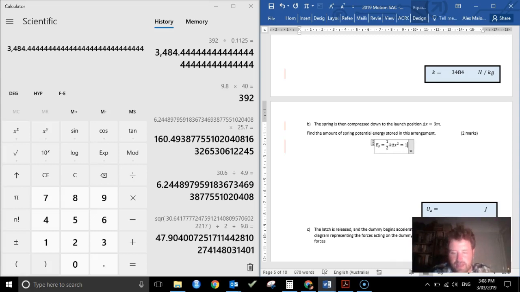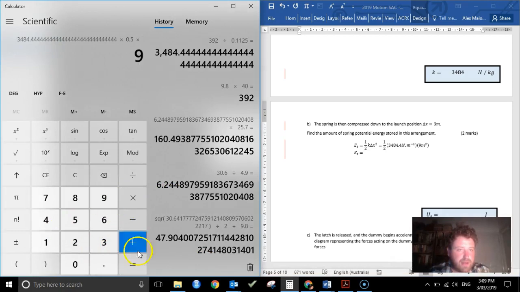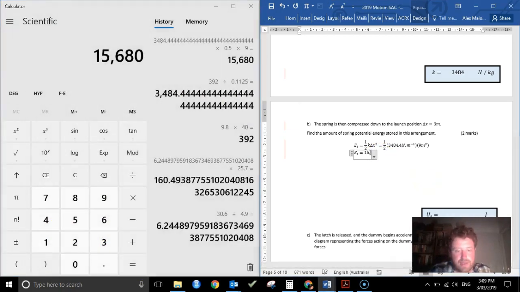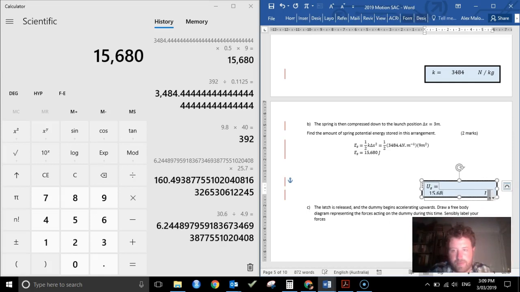In this case, that's 1/2 times 3484 newtons per meter, times delta x squared, so that's 9 square meters. And we get that the amount of energy contained in there is this times 1/2 times 9, which equals 15,680 joules. There we go.